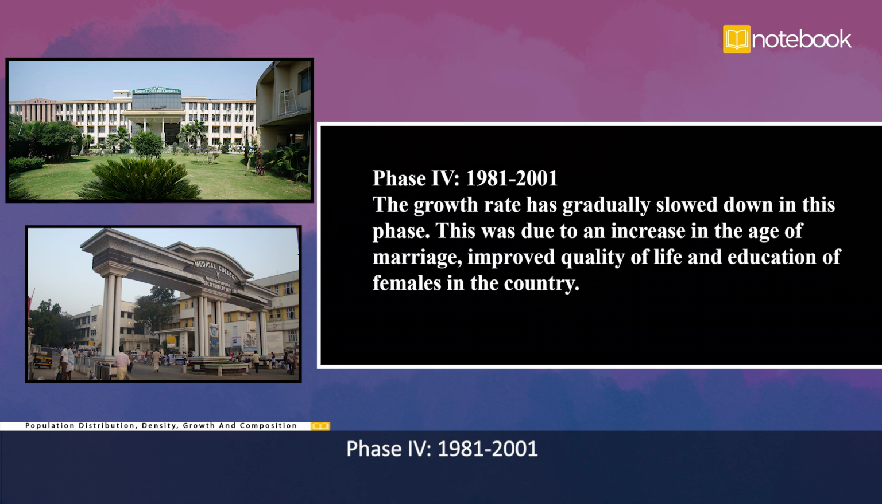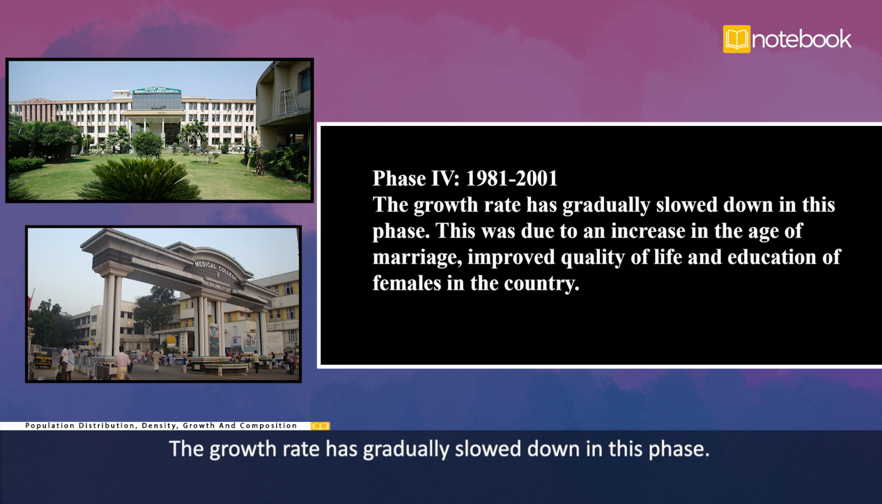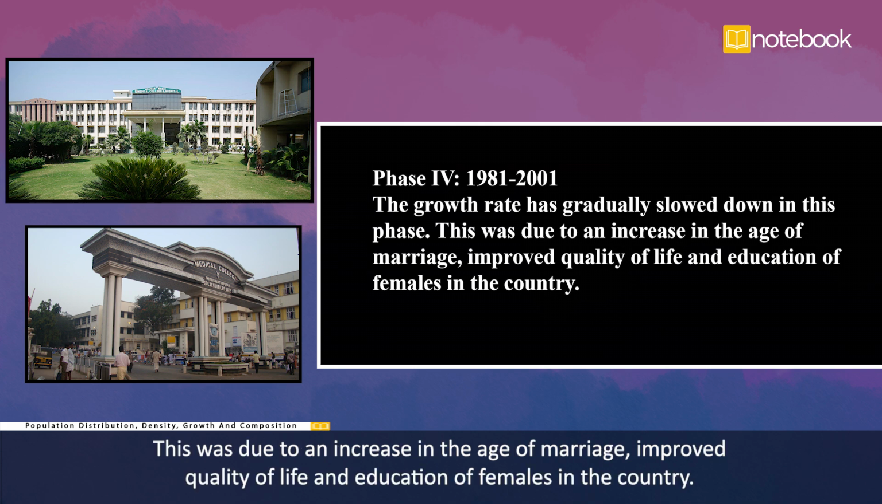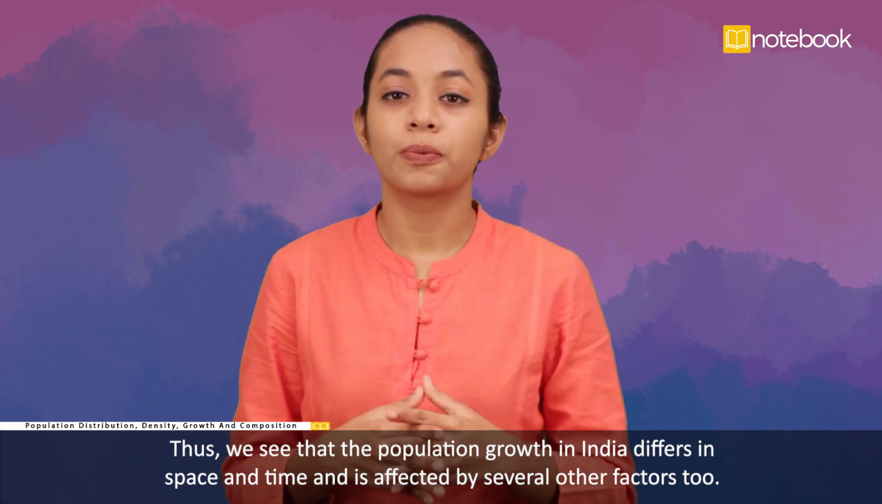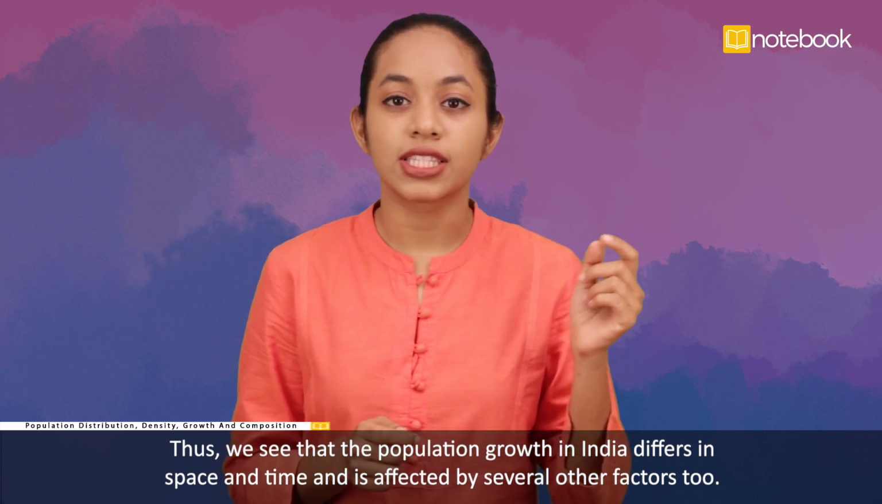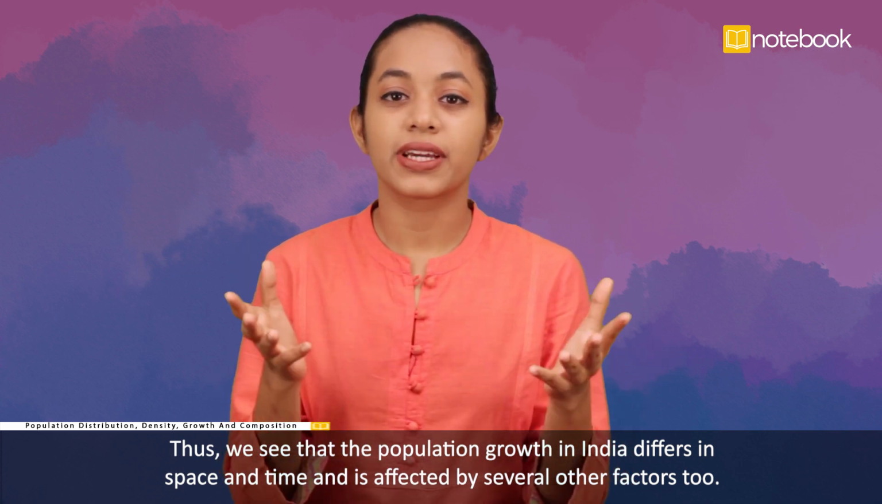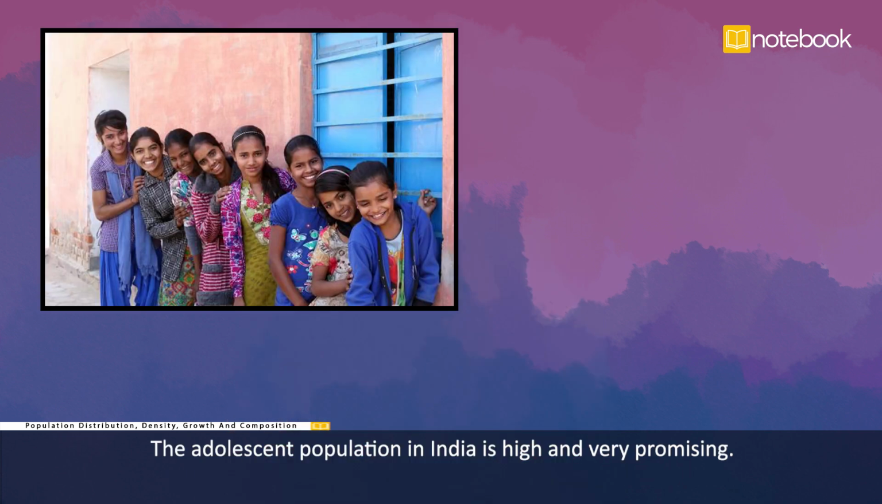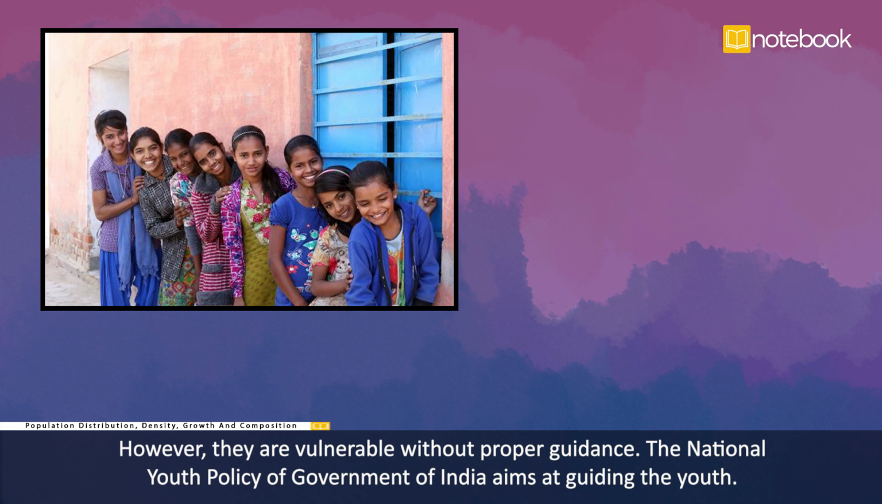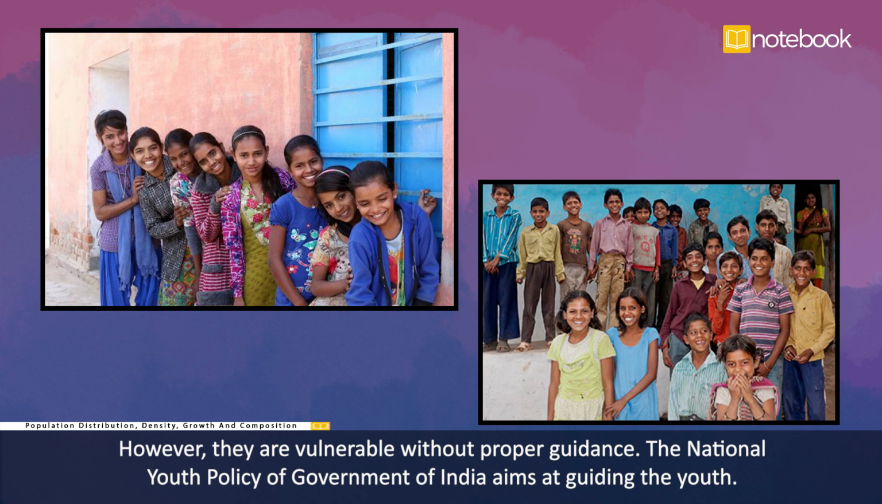Phase 4, 1981 to 2001. The growth rate has gradually slowed down in this phase. This was due to an increase in the age of marriage, improved quality of life, and education of females in the country. Thus, we see that the population growth in India differs in space and time and is affected by several other factors too. The adolescent population in India is high and very promising. However, they are vulnerable without proper guidance. The National Youth Policy of Government of India aims at guiding the youth.